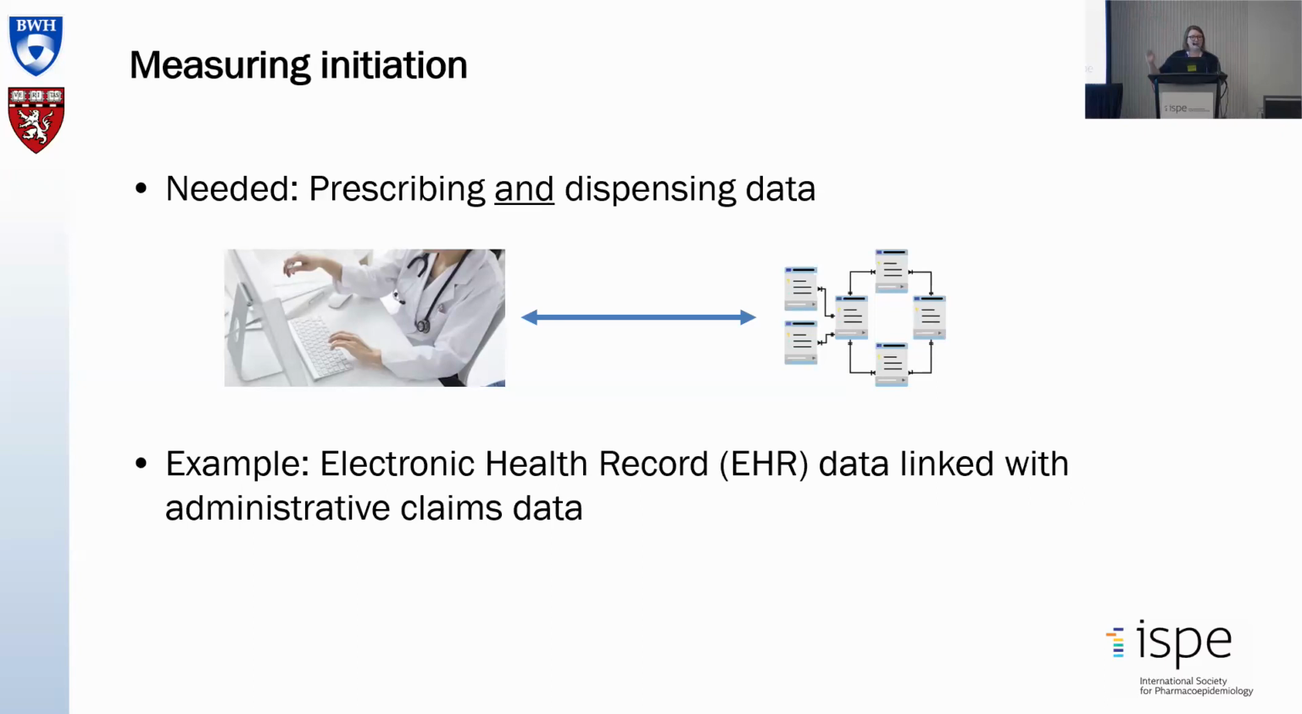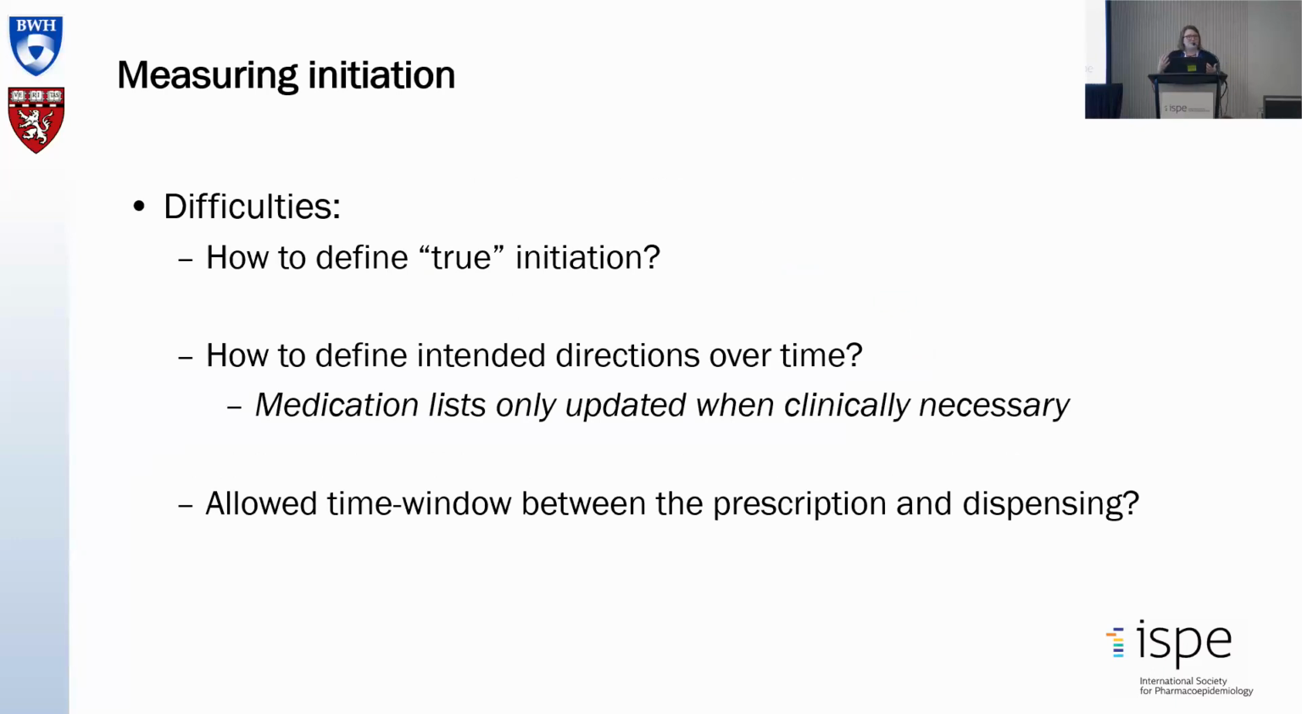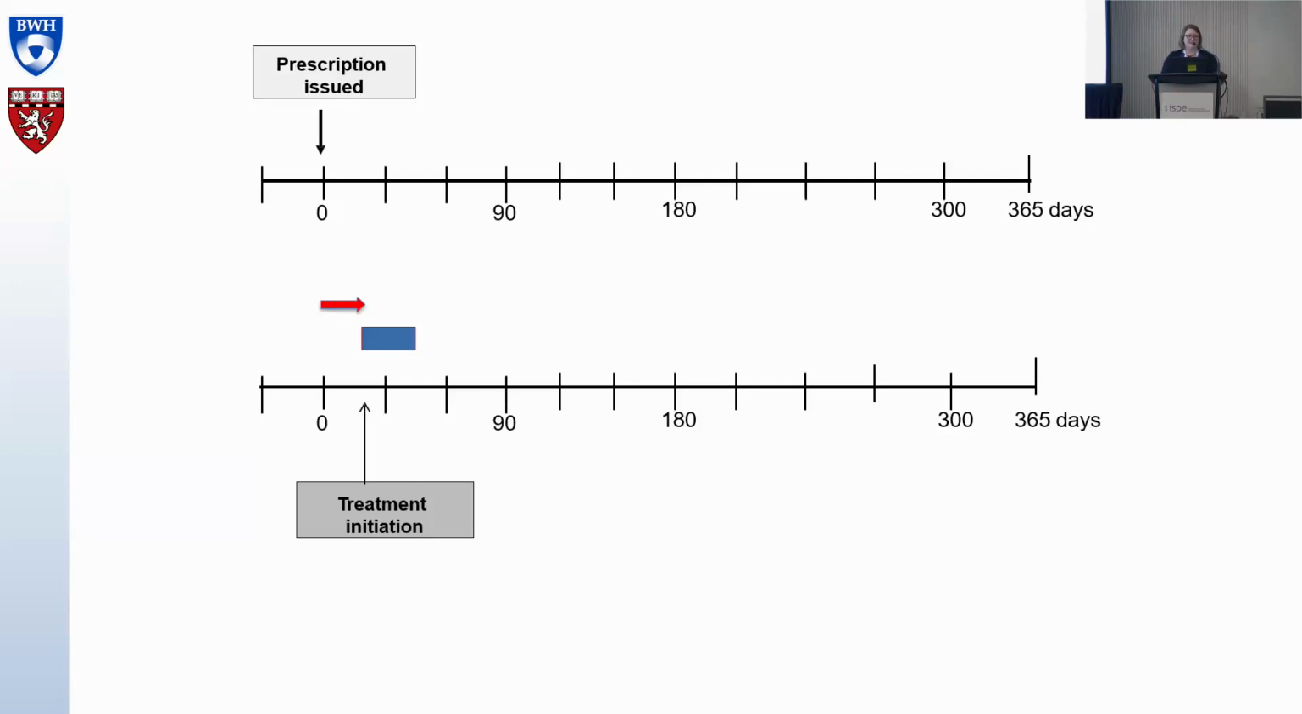We need to know what was prescribed, what was intended, and what patients actually did. So between those two things, we actually know what patients started. The best way to do this is electronic health record data from prescribing linked with claims data or some sort of source. There are problems with this, like what's truly initiating, whether medications are adjusted over time, and what's the window? Does it have to be the next day? Could it be a month later? But analytically it is not as challenging as it probably seems.